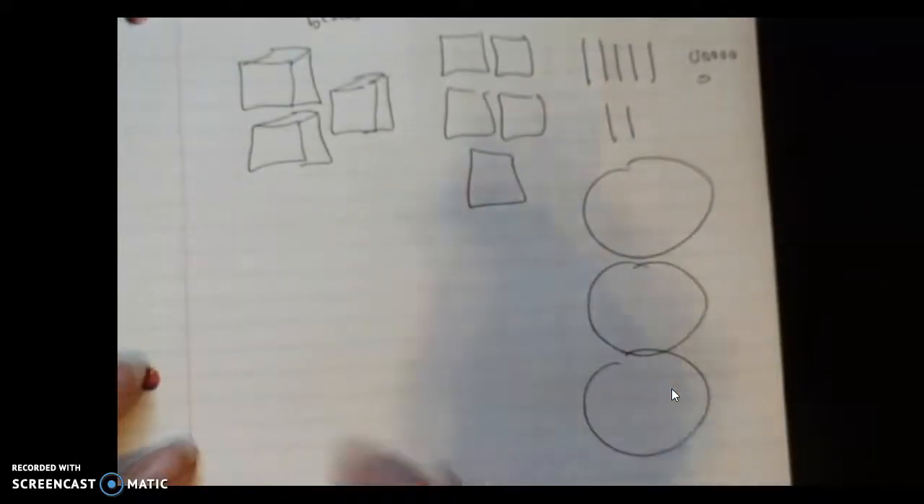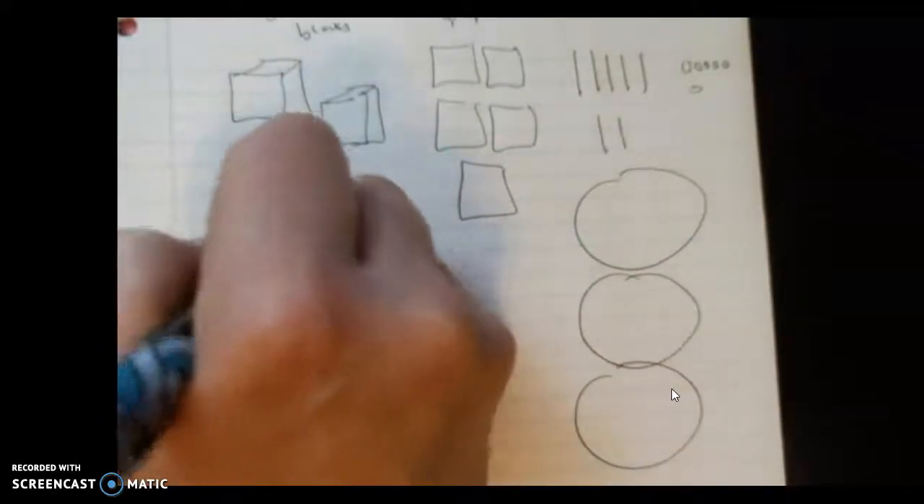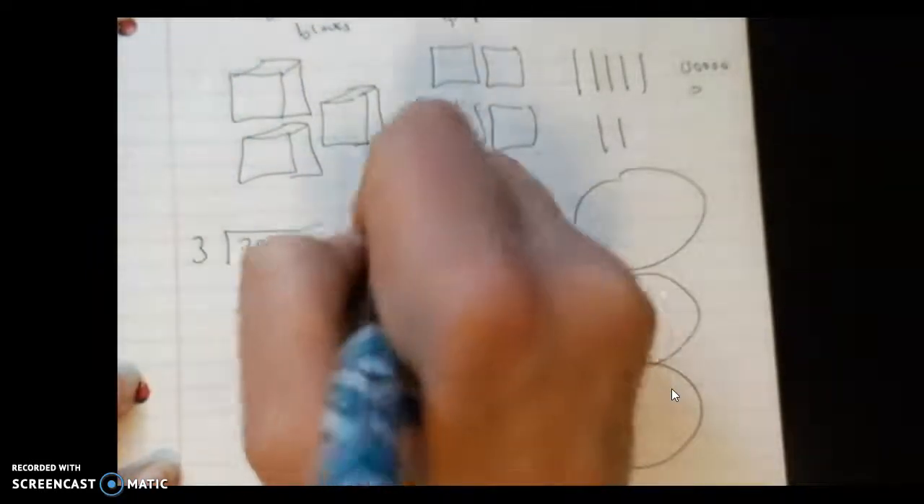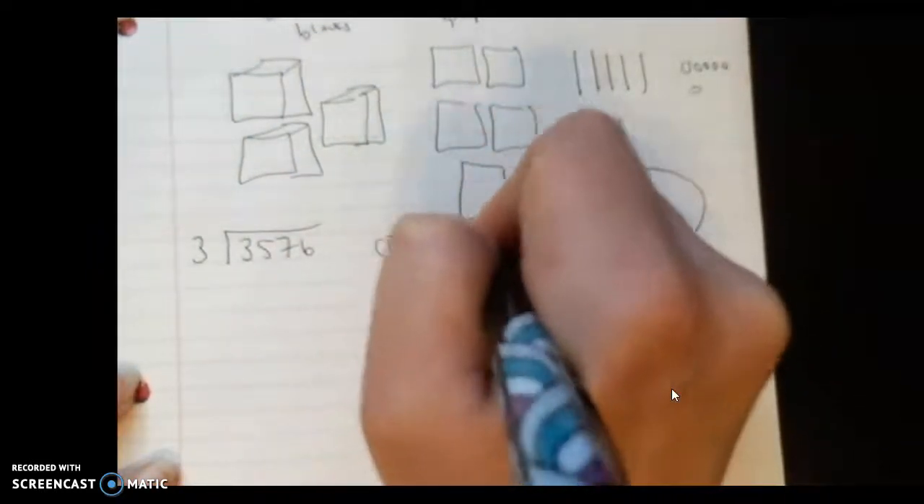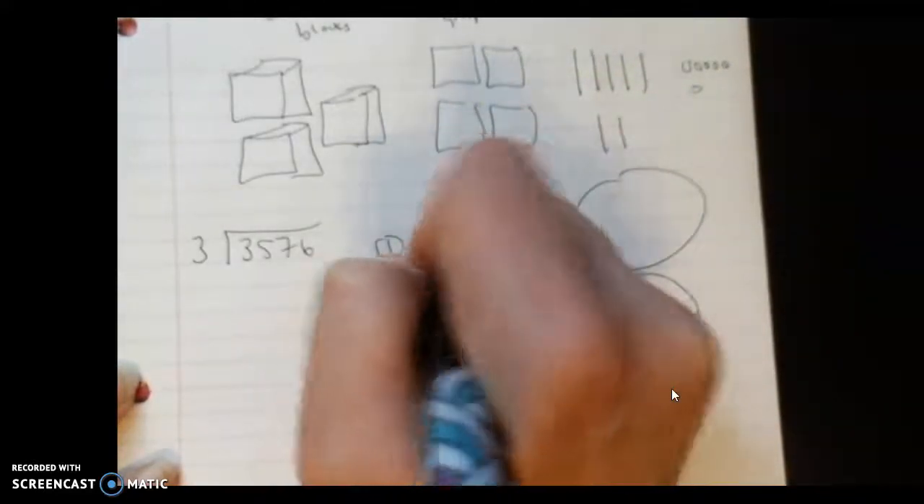All right, so the first thing I'm going to do is write the long division process, so we can see these side by side. Okay, so step number 1, I drew the picture. Okay, and 3 groups.